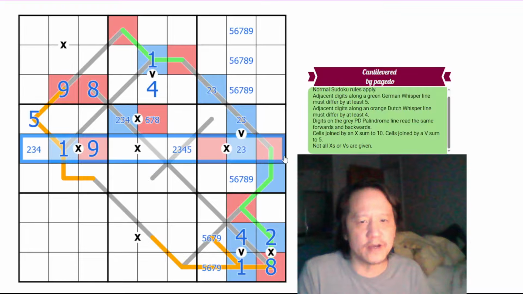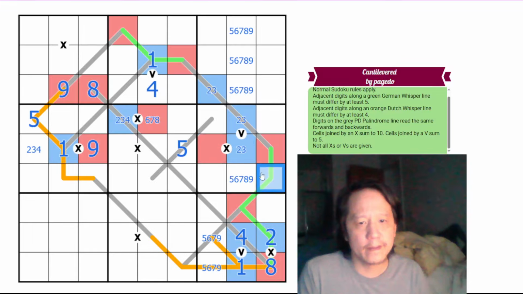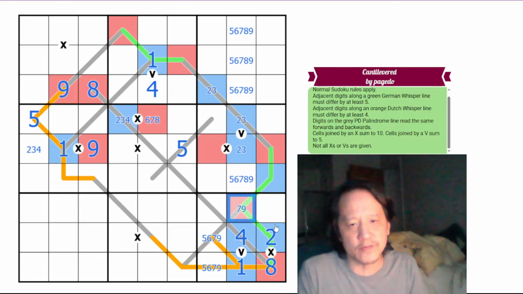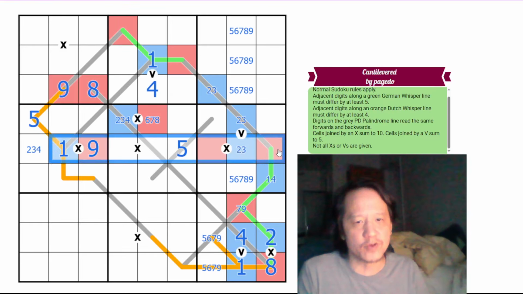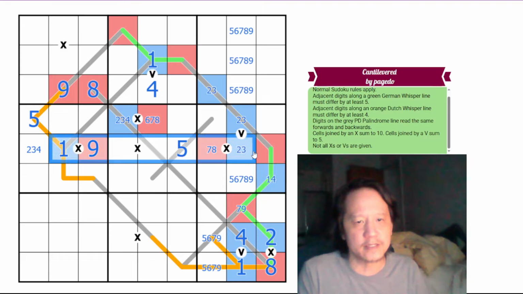Where is the 5 in row 5? Cannot be next to an X, cannot be a high digit, so it must be here. So this is 5. Okay, this is a high digit next to a 2, so this is 7 or 9. This can't be 2 or 3. It could be 1 or 4, but this can't be 9 anymore because of the 9 in the row. 2 or 3 is next to 7 or 8. This can't be 4 then, because that would force this to be 9, and that's not allowed. So this is 1.